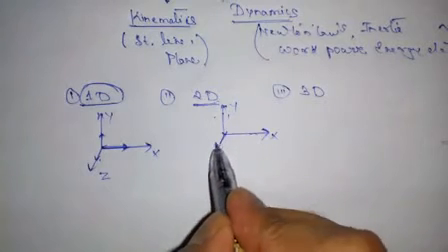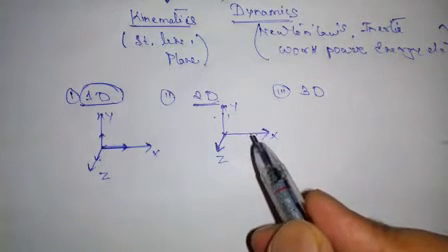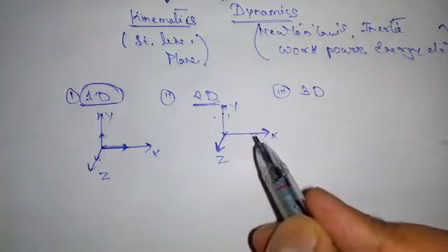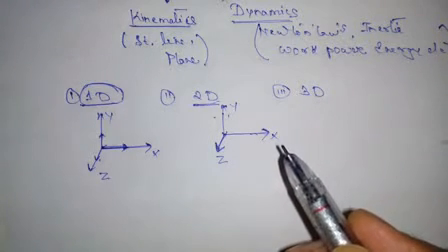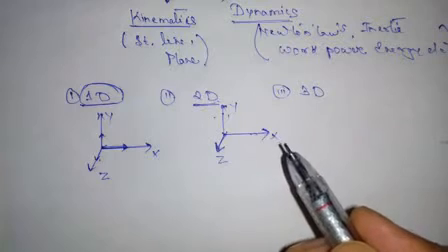Motion along it is known as two dimensional motion. As for example, an insect crawling on a floor, a car moving in a zigzag path.